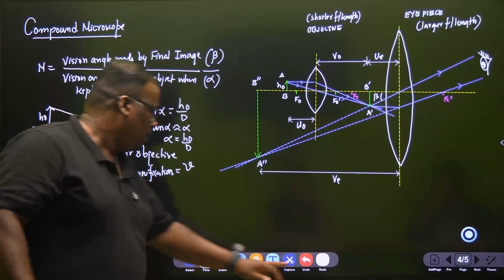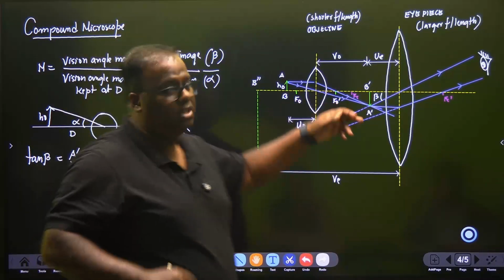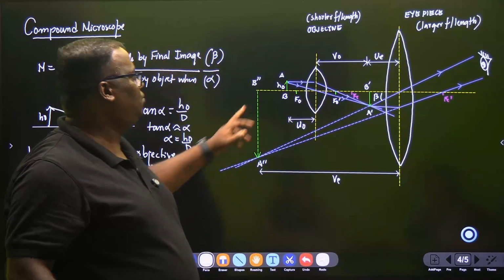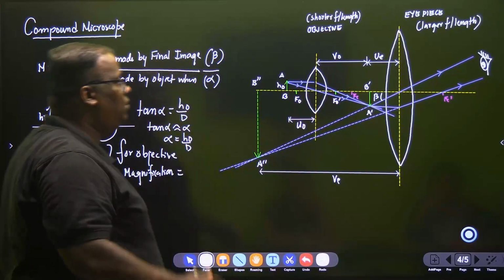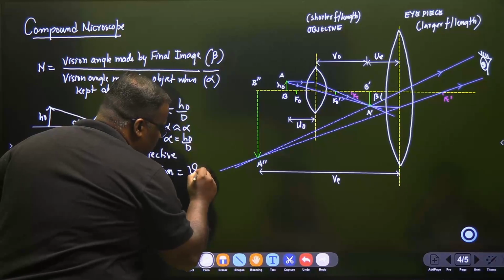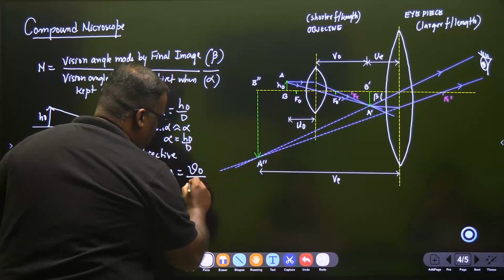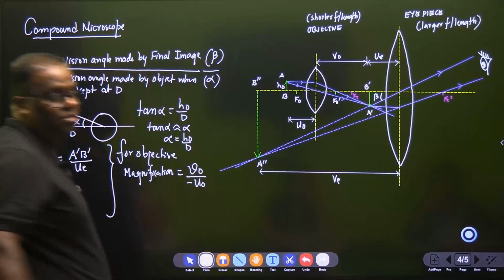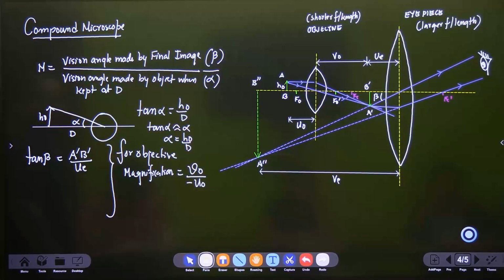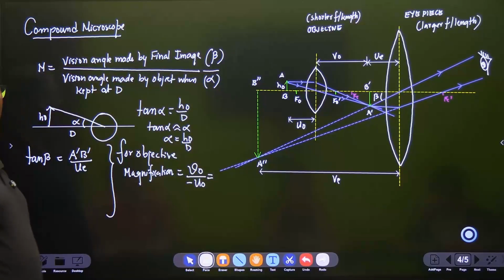Let's go by the sign, because it's an inverted image, so a negative has to come. So what is the V? V0. But V0 you are measuring on this side only for this lens. A positive V0 divided by a negative U0. Yes or no? However, magnification is also equal to height of image over height of object.